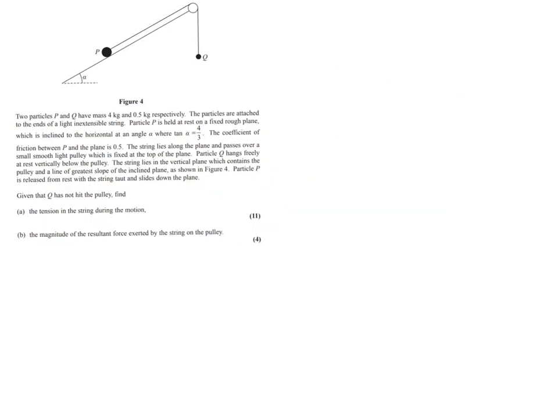Part A then asks us to find the tension in the string during the motion. Well, again, we've got all sorts of things that we don't know, so we're going to try and create as many equations as possible. If we just begin looking at Q, we're going to do exactly what we did last video, which is just draw out a little diagram for Q on its own. So Q is experiencing tension going up, its weight going down, and it is moving upwards. So our acceleration arrow will be acting up.